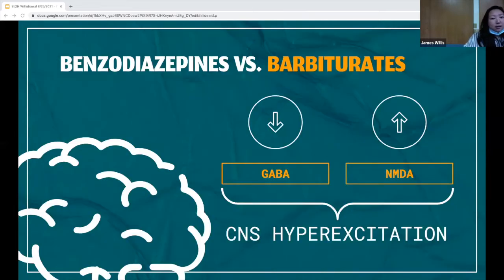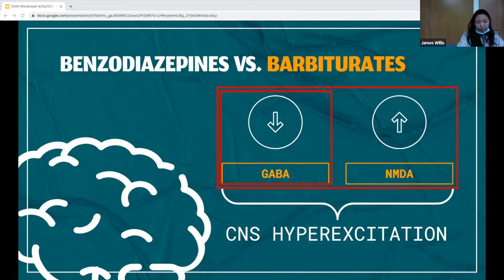So the thing is, benzodiazepines only work on GABA receptors, and they actually depend on the presence of endogenous GABA molecules. However, we know that the underlying physiology of withdrawal is both downregulated GABA with upregulated NMDA activity, and barbiturates directly open GABA receptors, so they don't actually depend on endogenous GABA, and they also act on the glutamate system.